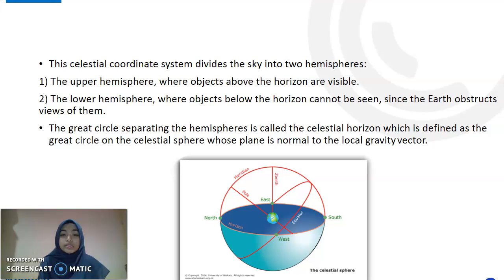This celestial coordinate system divides the sky into two hemispheres. First, the upper hemisphere, where objects above the horizon are visible. Second, the lower hemisphere, where objects below the horizon cannot be seen since the Earth obstructs views of them. The great circle separating the hemispheres is called the celestial horizon, which is defined as the great circle on the celestial sphere whose plane is normal to the local gravity vector.